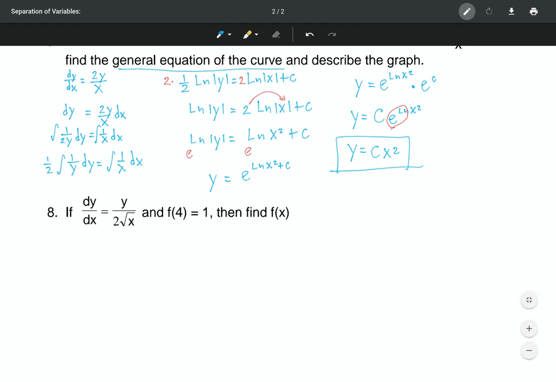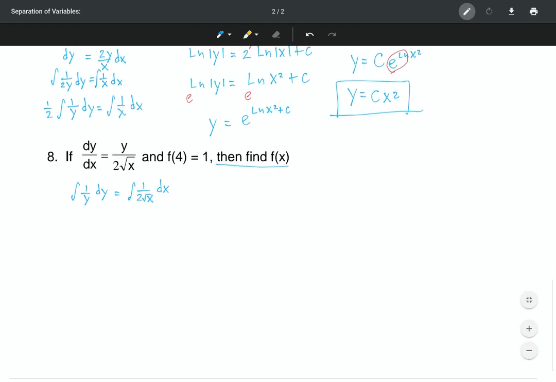All right, so now we have this a little bit more straightforward. We're just finding f of x, which means we're solving the differential equation. So let's see, we're going to divide both sides by y. We're going to multiply both sides times dx. So that's going to leave us a 1 over 2 square root of x dx.